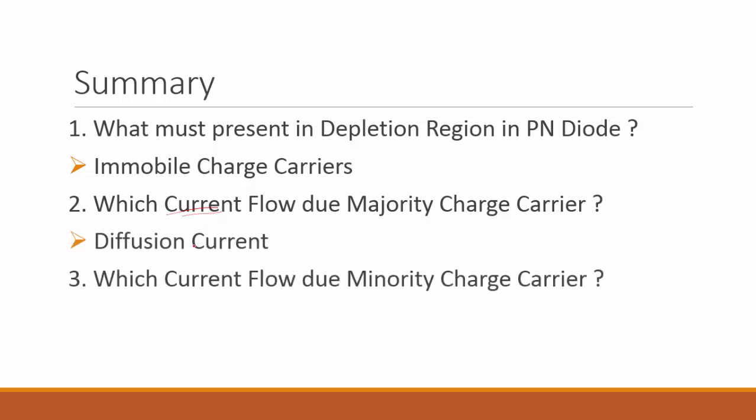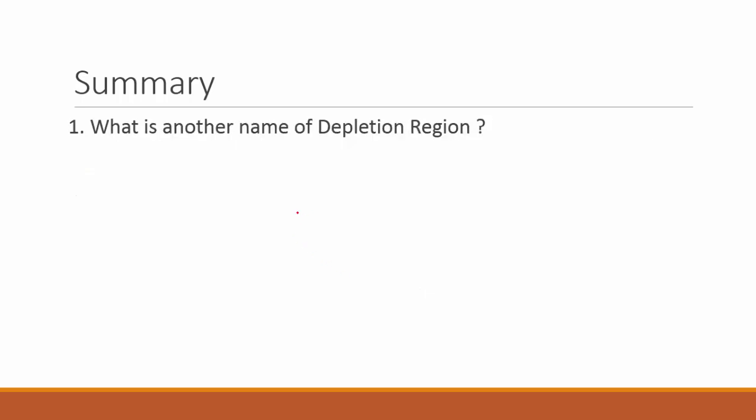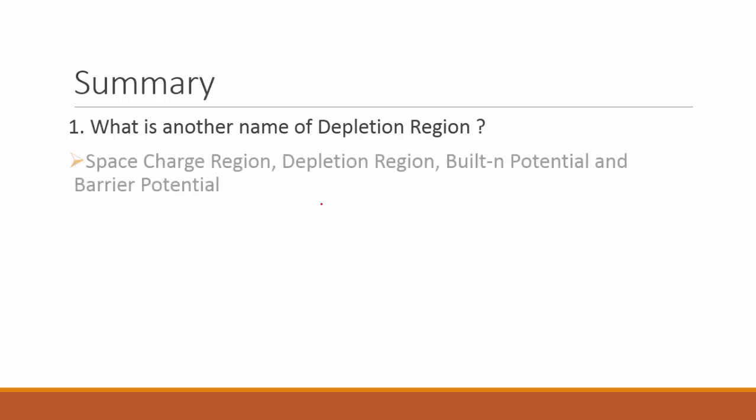Next question: which current flows due to the minority charge carriers? Minority charge carriers always flow across the depletion region. The current which flows due to the minority carriers from the N region to the P region we call the drift current. What is another name of the depletion region? There are four names I had discussed. One is the space charge region, because it is a space which separates the P type and the N type material. It is also called the depletion region, and it is a barrier between the P type and N type. That's why it's called the barrier potential, or the built-in potential.